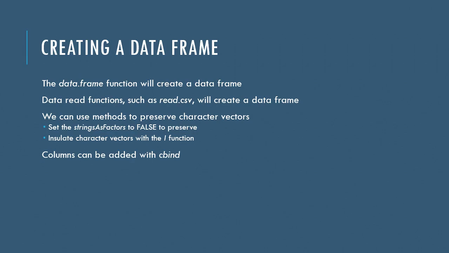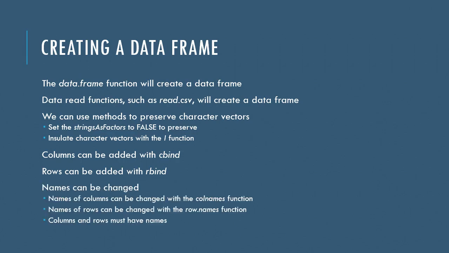Columns can be added with cbind. Rows can be added with rbind. Names can be changed. The names of columns can be changed with the colnames function. The names of rows can be changed with the row.names function. But columns and rows must have names. If you don't supply them, R will, and it will not be pretty.